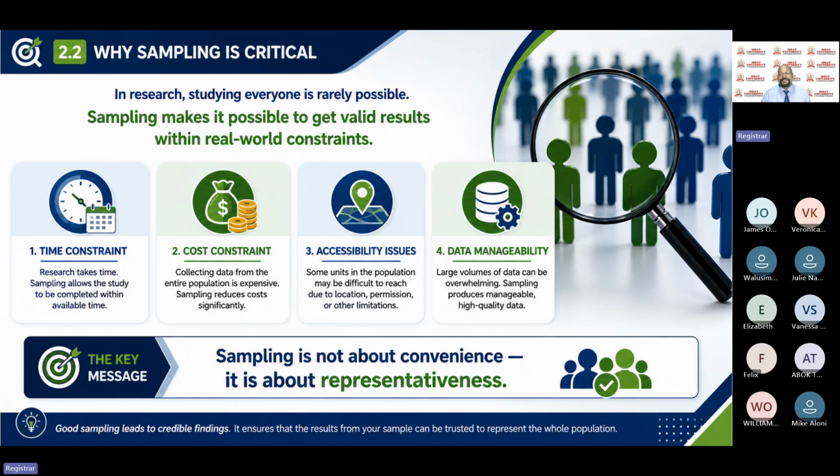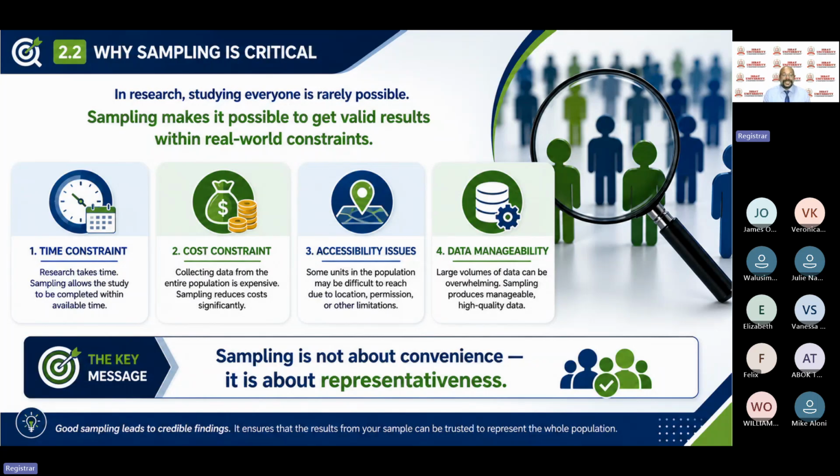The next one is data manageability. Now, imagine you are studying a population of 1 million, and you collect 1 million data. It will be very difficult and overwhelming because you have to clean the data, process the data, do statistical tests and things. It will be very, very tiresome. So sampling produces manageable high quality data.